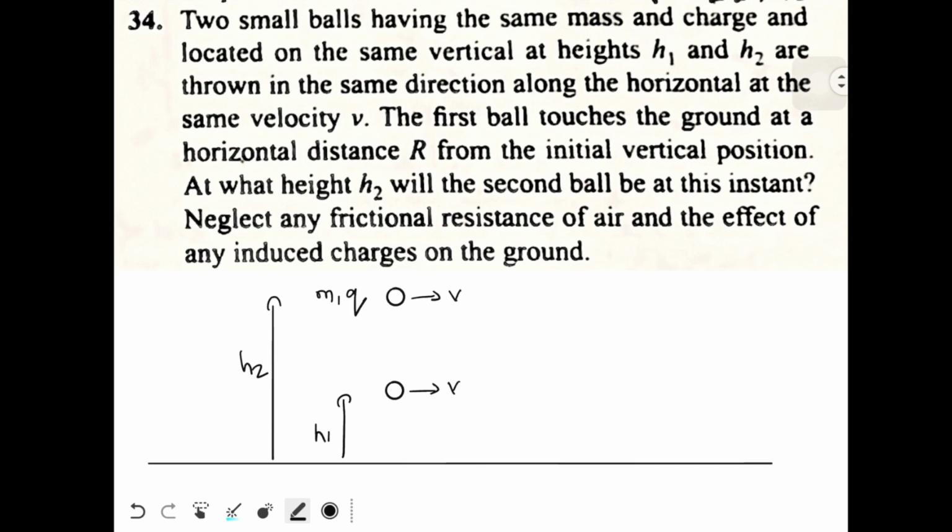Now the question is asking: the first ball touches the ground at a horizontal distance r from the initial vertical position. At what height h2 will the second ball be at this moment? Neglect any frictional resistance of air and the effect of any induced charges on the ground. So the first charge will cover a path like this and reaches the ground at a distance r. So we have to basically find the position of the second charge.